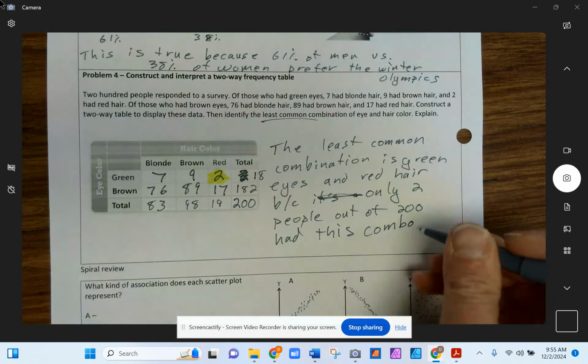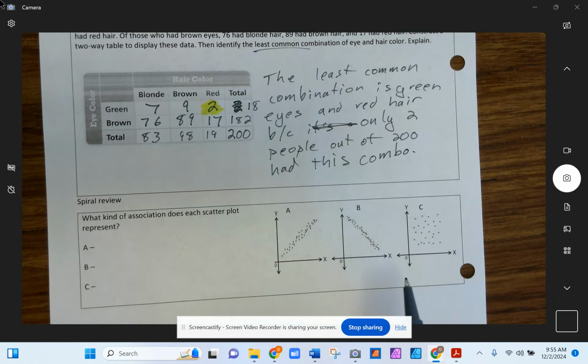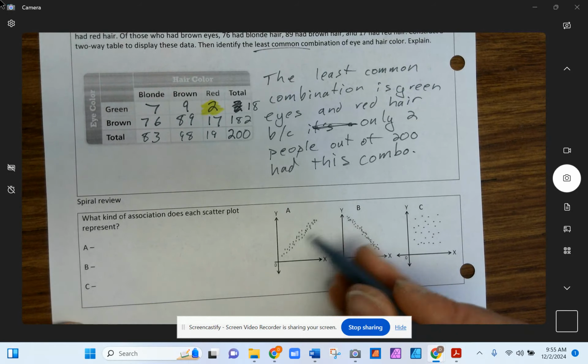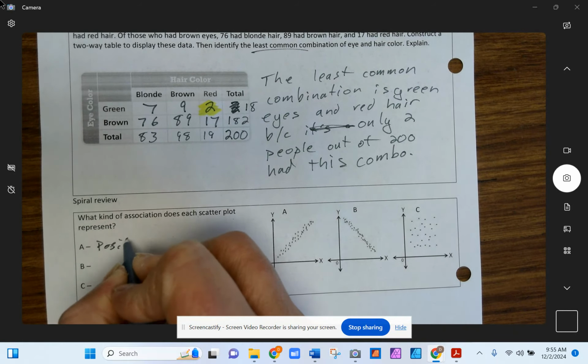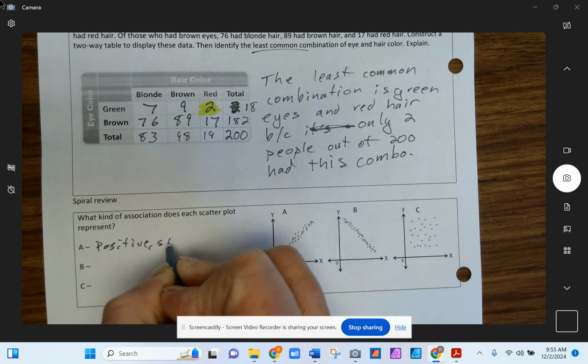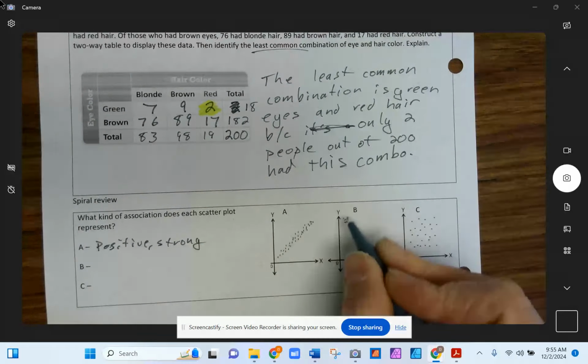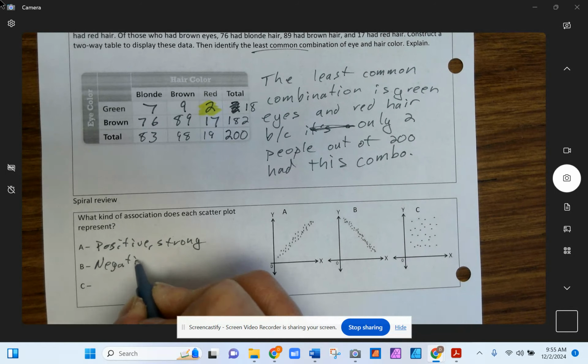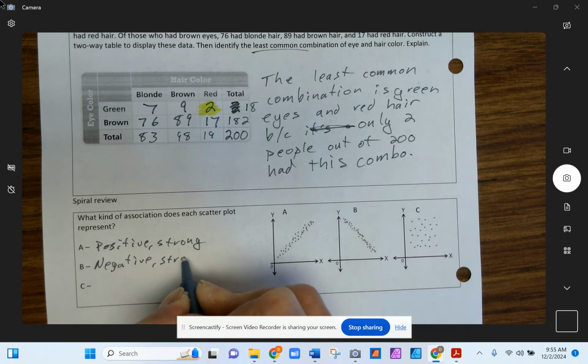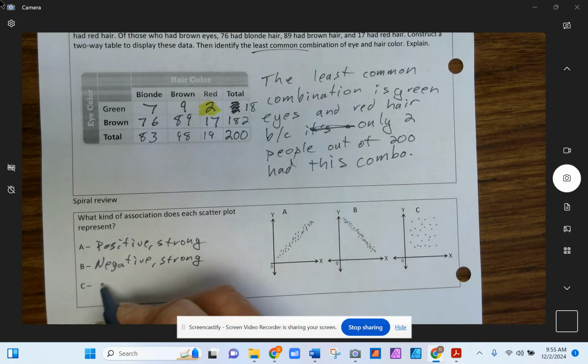Okay. All right, last one. What kind of association does each scatter plot represent? If we take a look at A, we've got positive. We'd probably also put that strong. Okay. B would be negative. It's going down, right? We'd also put that as strong because it's clustered pretty well. And then C is no association.